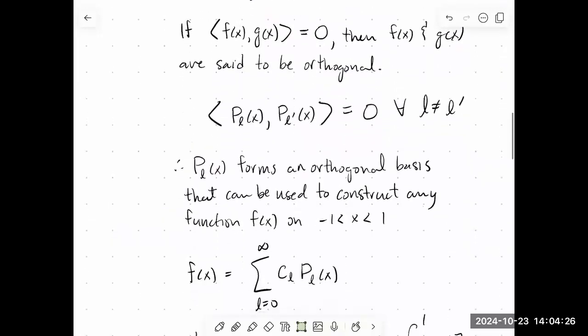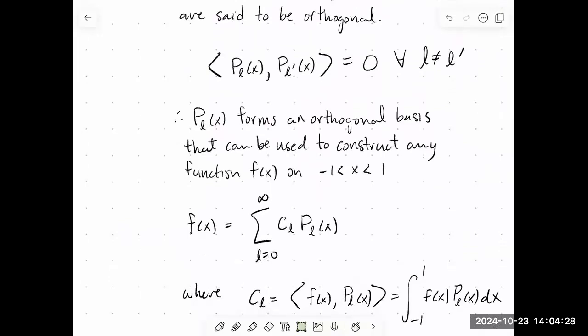Okay, so we went through a bit of a hand-wavy argument that said, you know what? All Legendre polynomials are orthogonal. So if I have two different values of L and L prime, where they're not equal, then this inner product will always be 0. That means I could take any function f of x on -1 to 1.